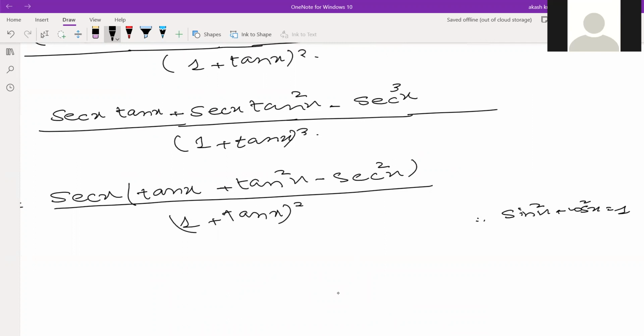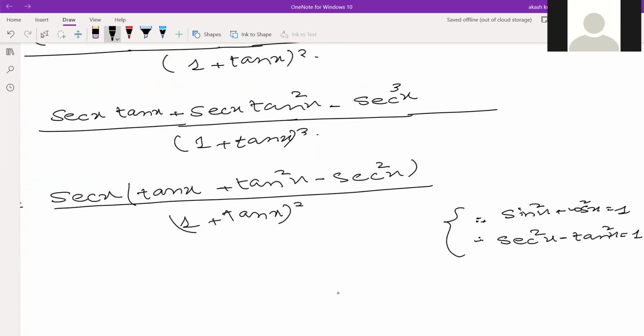Do you know these identities? No, I don't. Okay, and there's another identity. It is sec square x minus tan square x equals 1.